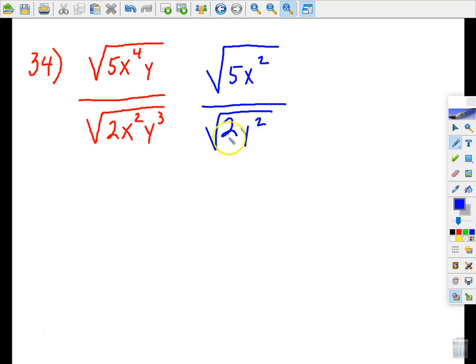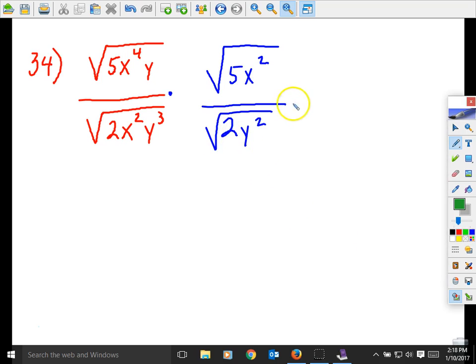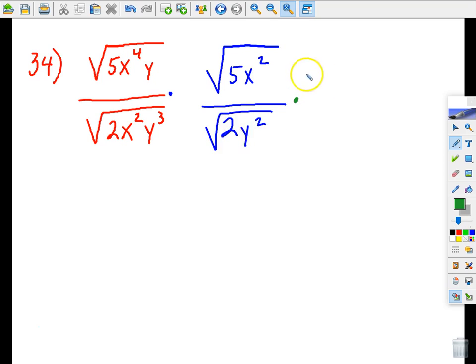I'm not saying you have to do this. You could have just jumped right in and multiplied top and bottom by the square root of 2x squared y cubed, and then you would just have more reducing to do at the end. I'll leave that up to you. It really doesn't matter, but I just went ahead and did some reducing at the beginning. And now I'm going to multiply top and bottom by this bottom radical. Since it's a square root, I'm going to multiply top and bottom by the square root of 2y squared.